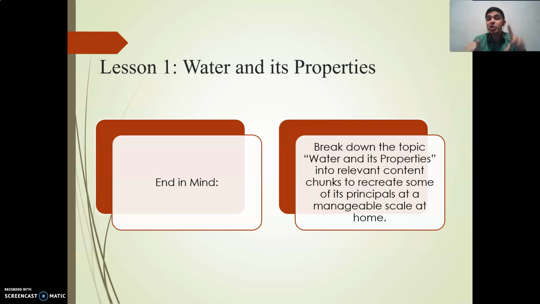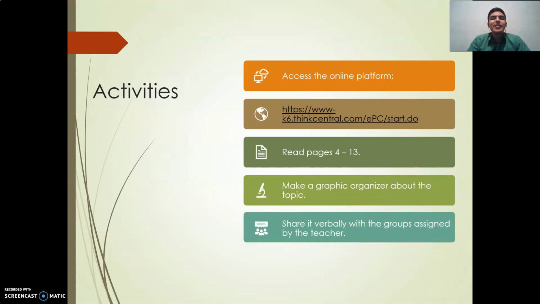Make sure to take a picture, a screenshot, or something from this section because you are going to use this information later on. Here you have a summary of the activities that you need to complete. First, you need to access the online platform. There you have the link. I will leave it in the description of the video as well, so you can access the online book and, of course, have access to all of the information we are going to study today. Then, please read pages 4 to 13.